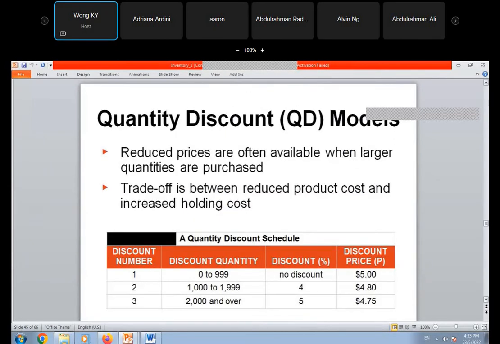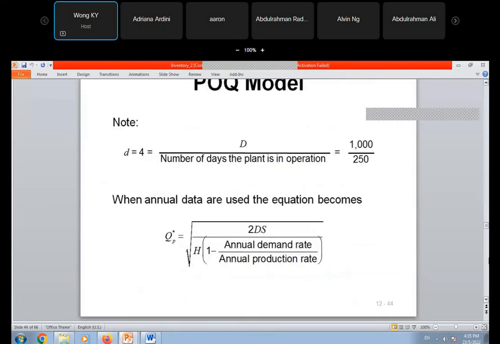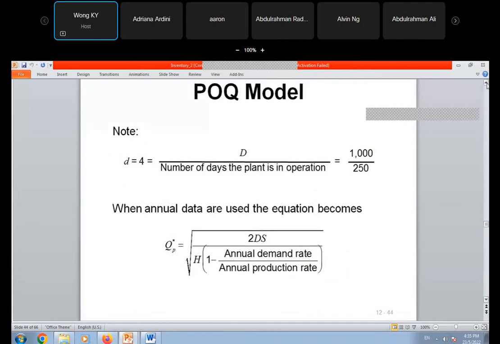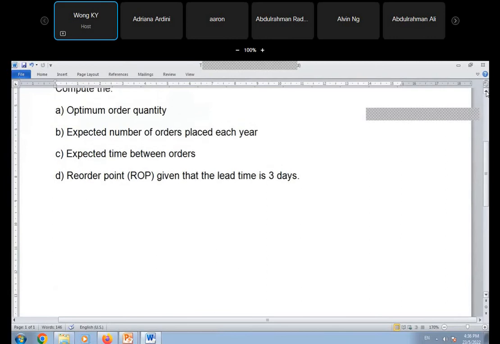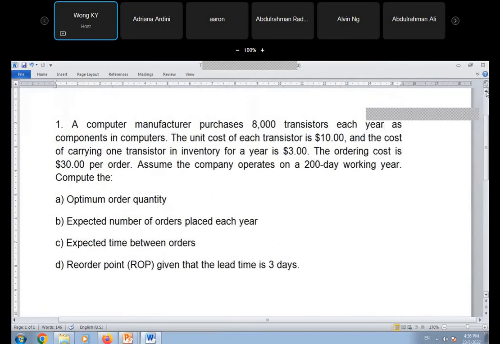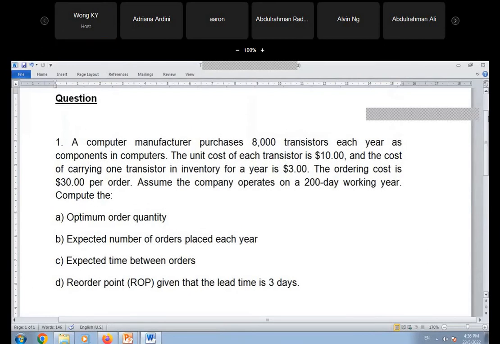So the third model is discount quantity. Maybe I'll go to that on Wednesday. For the time being, I give you a question to do so that everyone can understand it better. I have prepared this tutorial question. It's also uploaded in e-learning. Later when you have solved it, you can share the answer in e-learning.